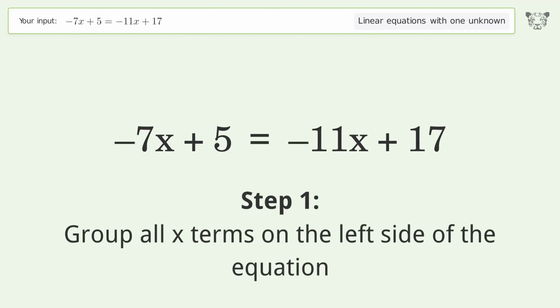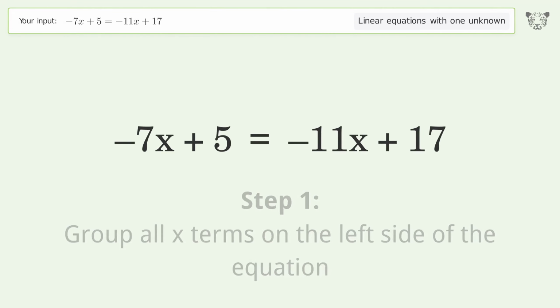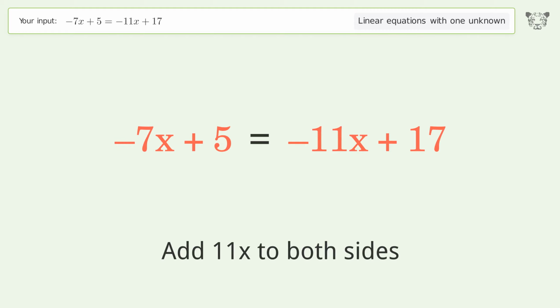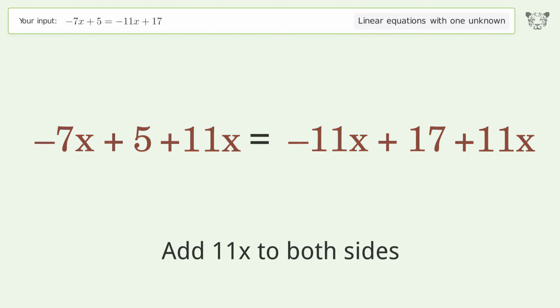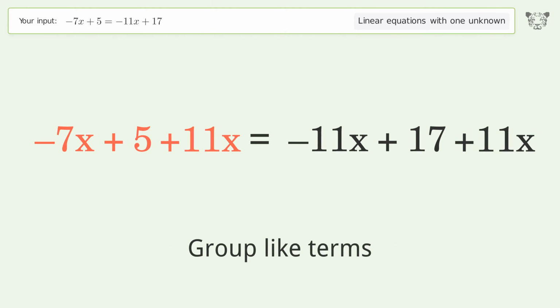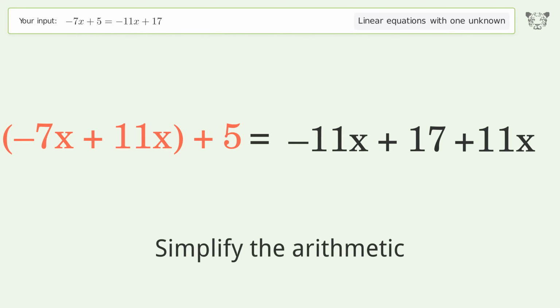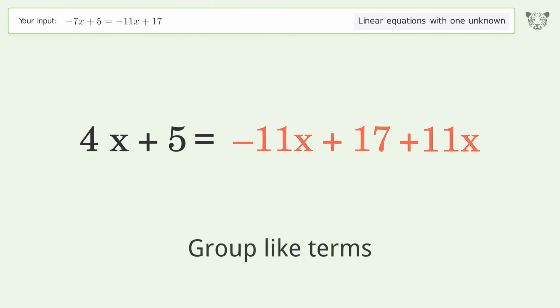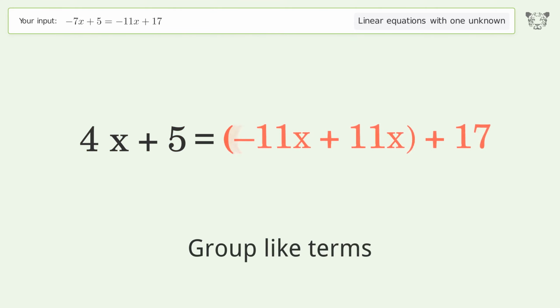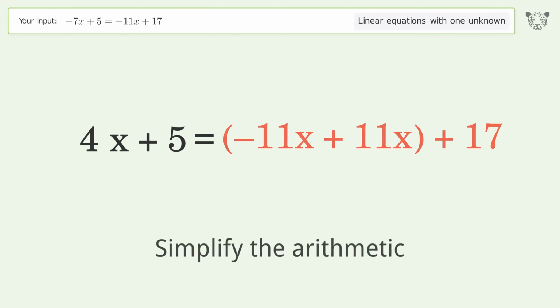Group all x terms on the left side of the equation. Add 11x to both sides. Group like terms. Simplify the arithmetic. Group like terms. Simplify the arithmetic.